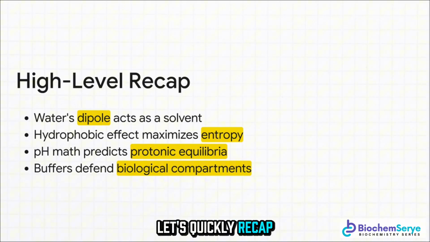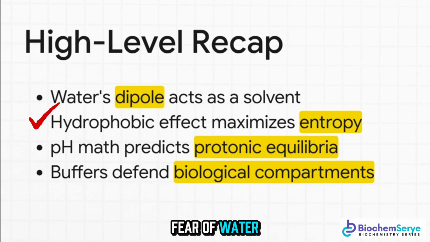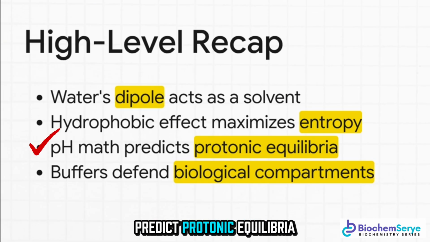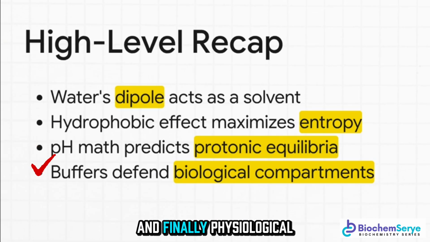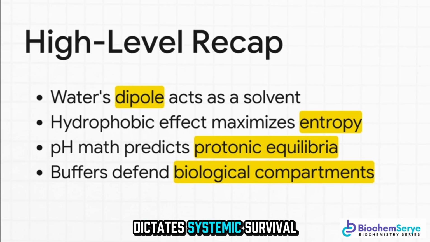All right, let's quickly recap our high-level takeaways from today's explainer. First, water's irregular dipole structure makes it the ultimate biological solvent, heavily shielding ions. Second, the hydrophobic effect is driven by the thermodynamic need to maximize water's entropy, not by some actual fear of water. Third, the math of pH and the Henderson-Hasselbalch equation allows us to predict protonic equilibria precisely. And finally, physiological buffers act as essential shock absorbers, relying on weak acid dissociation to defend our highly controlled biological compartments from lethal metabolic shifts. Make no mistake, molecular physics truly dictates systemic survival.